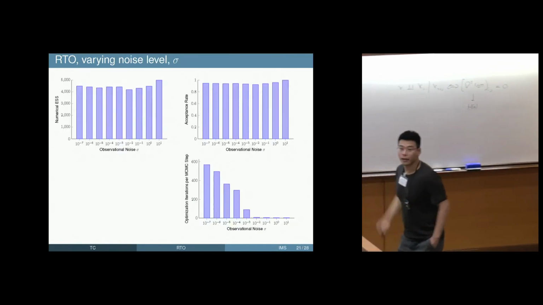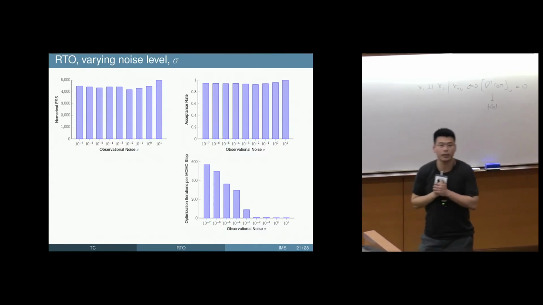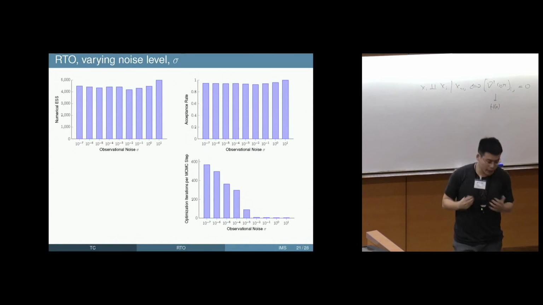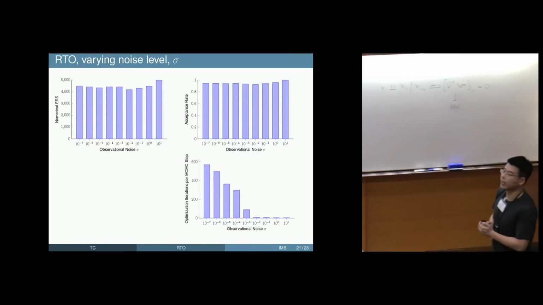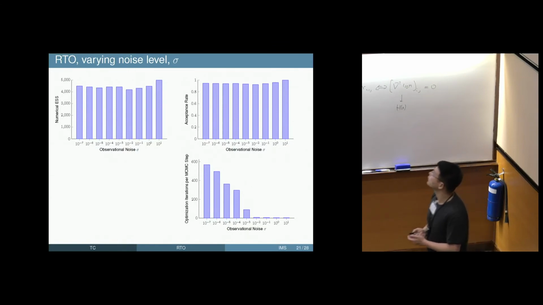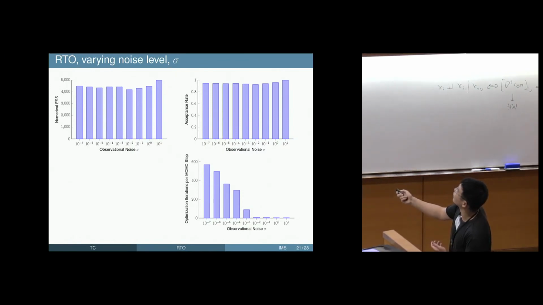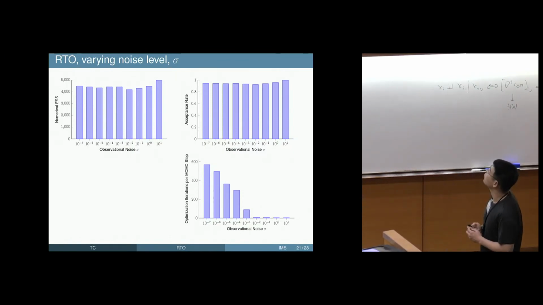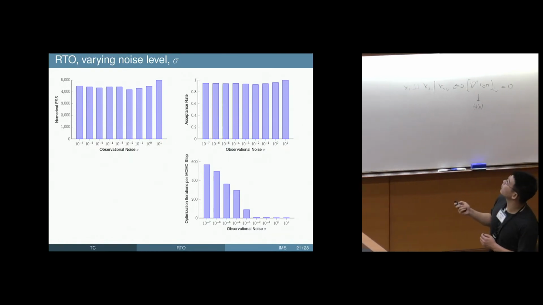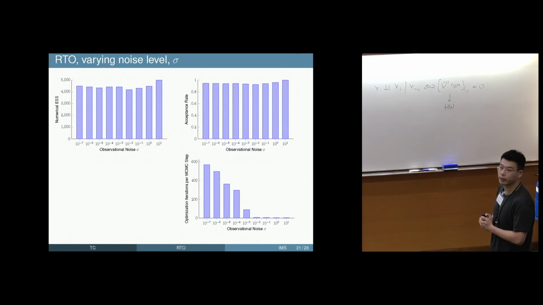So now let's look at what happens if we change the noise level. We fix the dimensionality of the parameters and change the noise level. By decreasing the noise level, the posterior distribution will be more concentrated. In this scenario, we test a range of noise levels from 10 to the -7, which is a very small noise, to about 10. As you can see, both the acceptance rate of the MCMC and the effective sample size are pretty robust with the noise level.